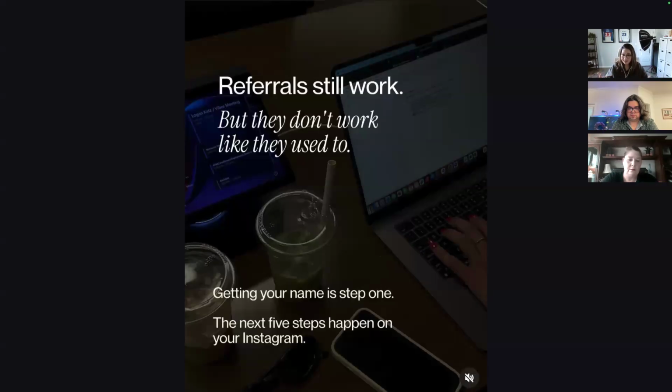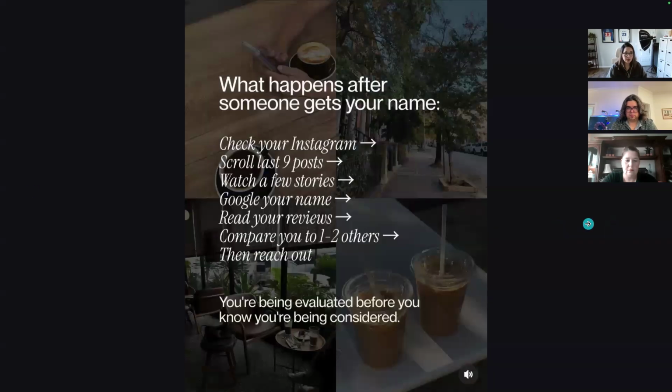The next five steps happen on your Instagram. Now, this can be used also for Facebook. It can be used for TikTok. It can be used for any social media platform that you use. For this training, we're just talking about Instagram, but this can go across various platforms as well.